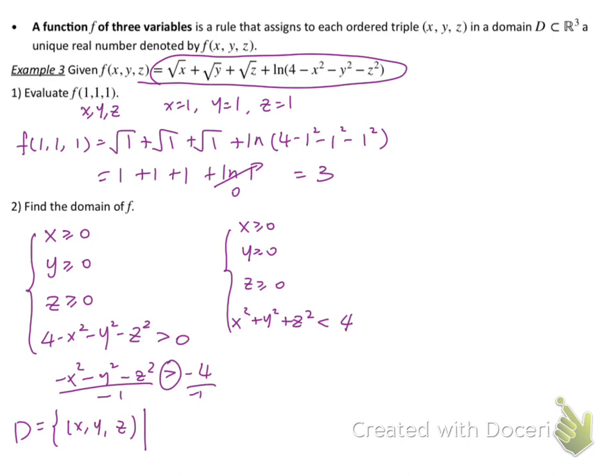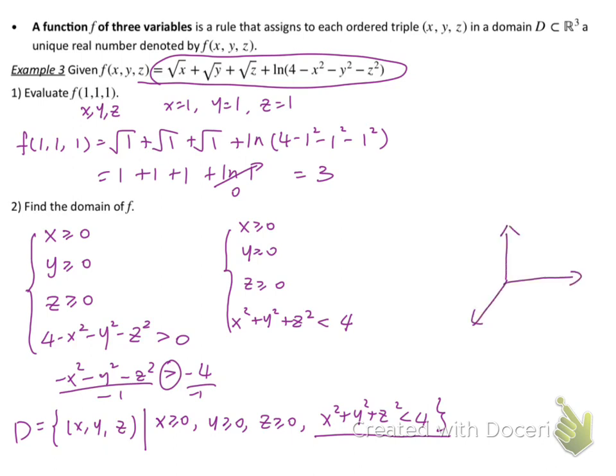Okay, so I need a triple to satisfy x greater than or equal to 0, y greater than or equal to 0, z greater than or equal to 0, but meanwhile x squared plus y squared plus z squared is less than 4. Okay, that's our domain. Again, I'm not asking you to draw it, but this is a sphere, or a ball. It's a solid ball, right? (x minus 0) squared plus (y minus 0) squared plus (z minus 0) squared is less than 2 squared. So what you really have is a ball with radius 2. And then you are taking the part where everything is positive.